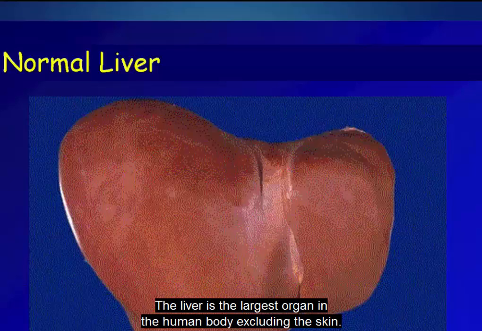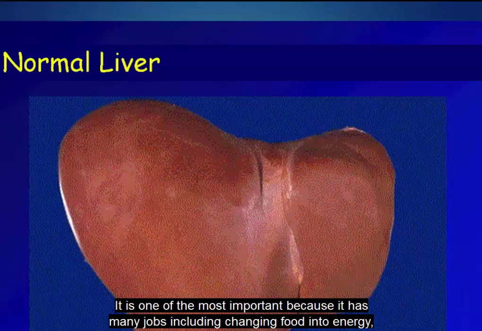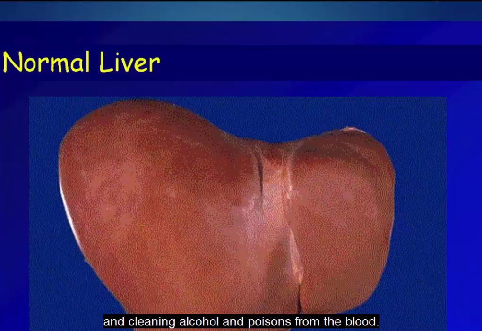The liver is the largest organ in the human body, excluding the skin. It is one of the most important because it has many jobs, including changing food into energy and cleaning alcohol and poisons from the blood. The liver makes bile that helps with digestion.